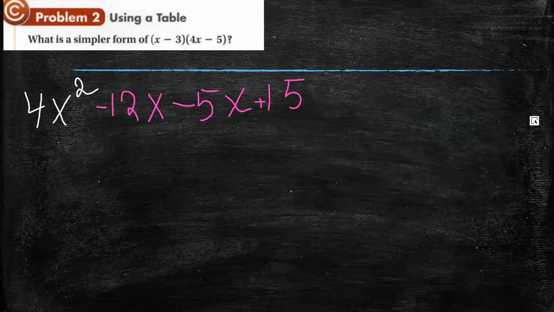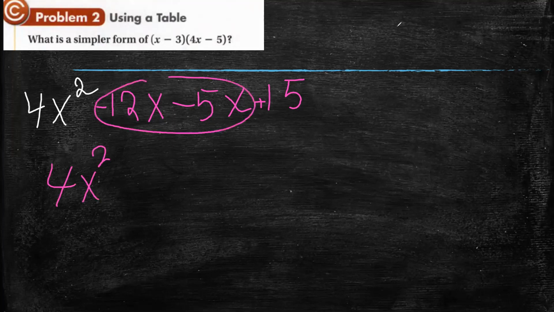Then after that, I resimplify my final answer. I will put 4x squared as it is. Then -12x minus 5x. Can I add them? Yes, it will be -17x, plus 15. This is a way how you can multiply the two binomials by a table. Is it clear? I will do more exercises.